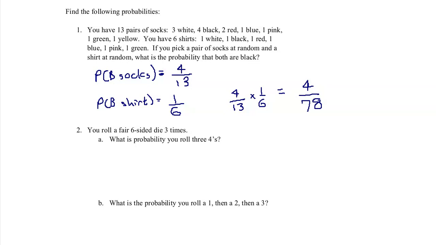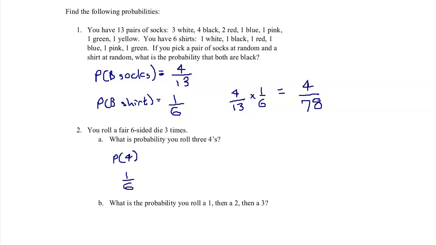All right, number 2. You roll a fair 6-sided die 3 times. What's the probability you roll 3 4s? Each roll is independent. Dice don't have a memory. They don't remember what they got the last time. So the probability of that first 4, the probability that you get a 4, is 1 out of 6.